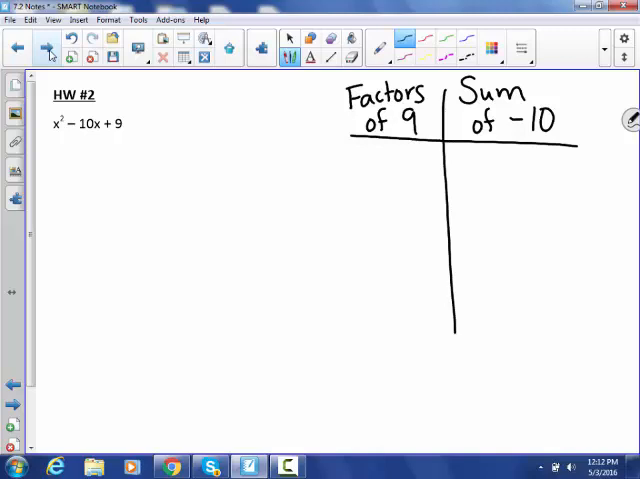Okay? So the sum is the number in front of x. Right, the sum is the number in front of x. It's the B. So the B is the sum, and the C is your factors. Okay?